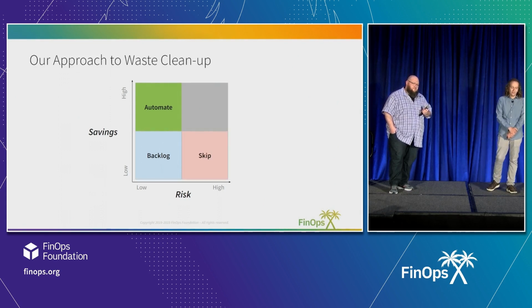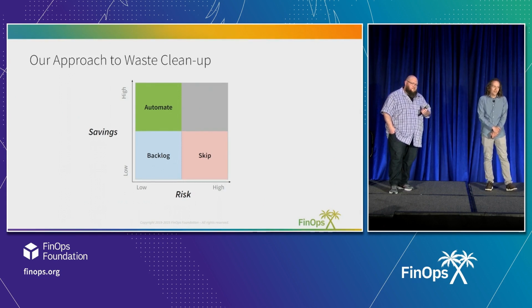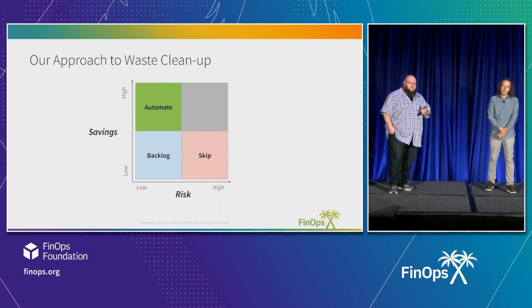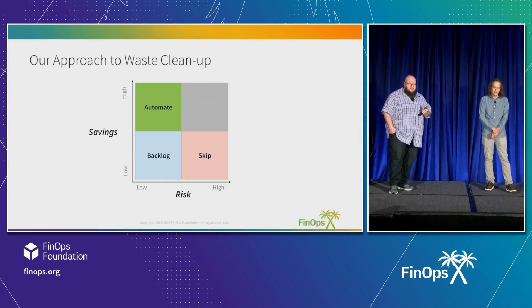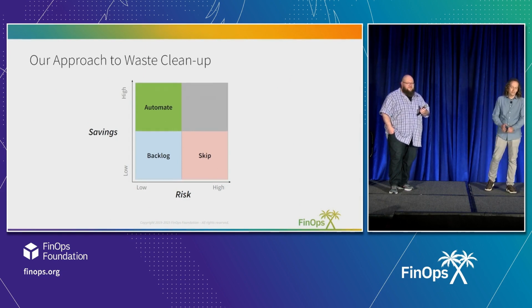Next up is our skip bucket. These are things that are really difficult to automate, and don't have a clear rollback strategy. We need to engage with the owning engineering team, and our reward for doing all that work is going to be minimal. So these are things we just elect to skip.